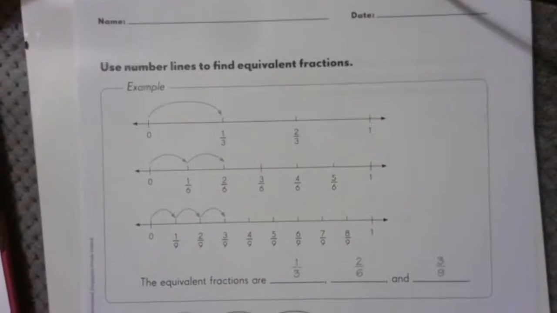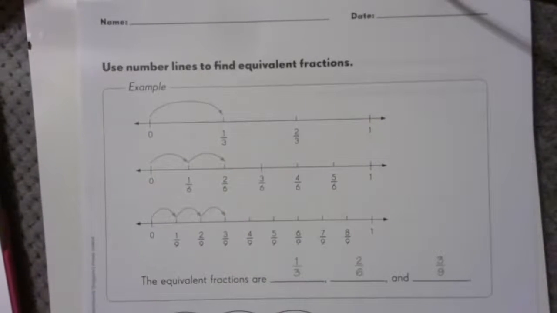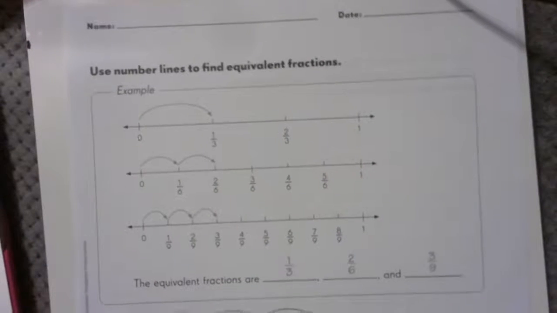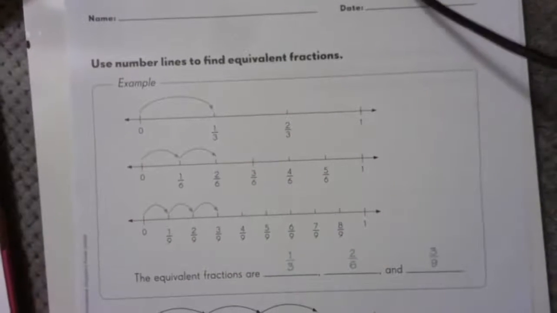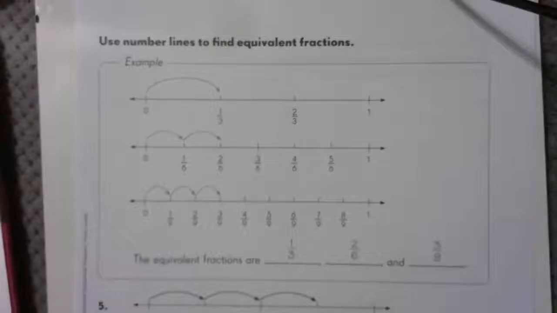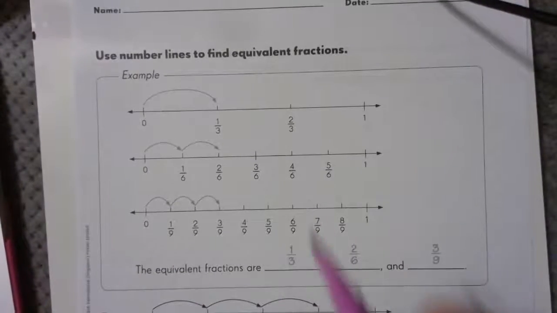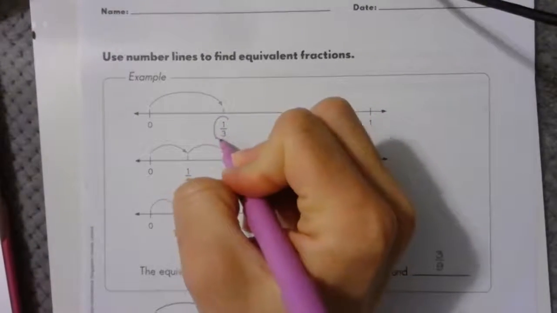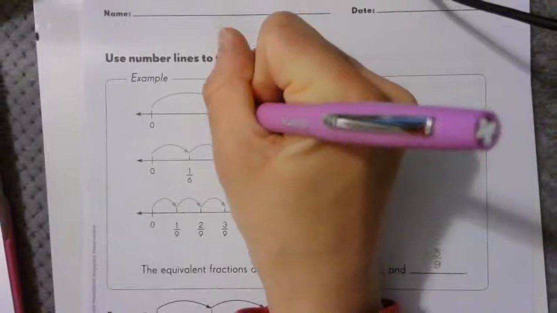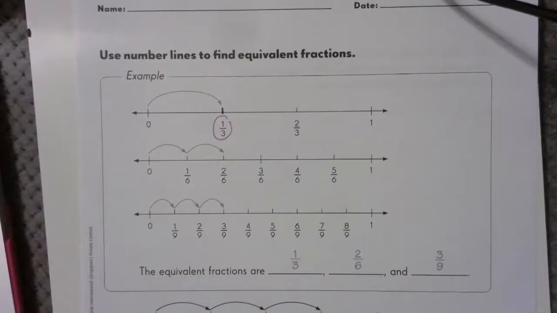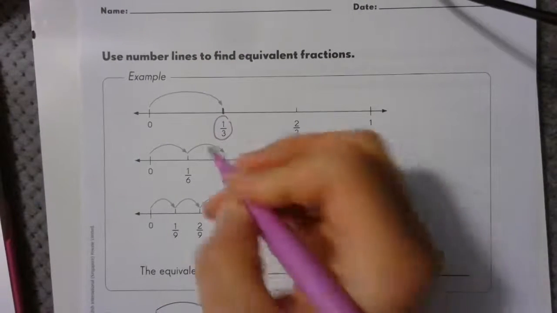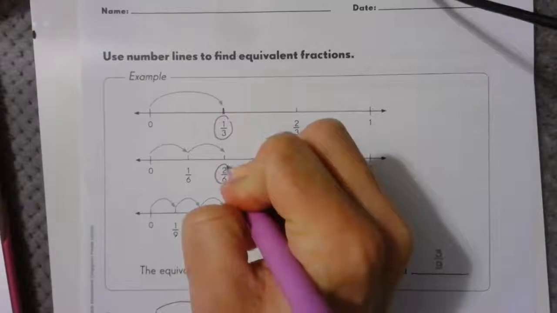Let me just make this a little clearer. Okay. So you can see here that 1/3, shown right here on the number line, is at the same place as 2/6 and 3/9. So all three of those fractions are equivalent.